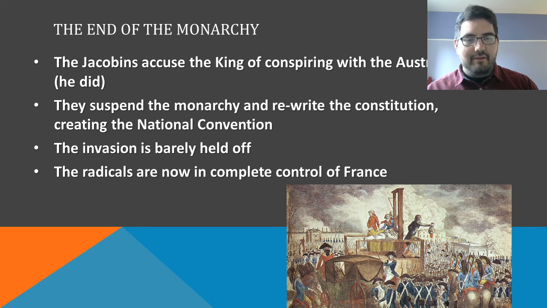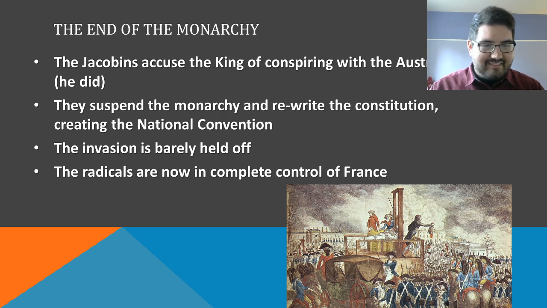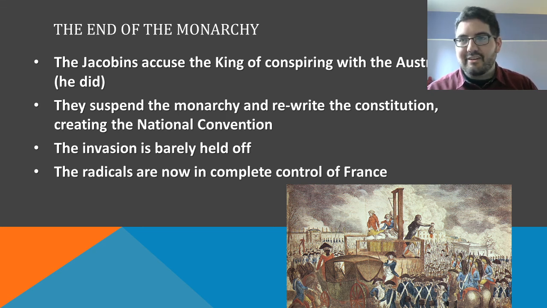And now what's going to end up happening is that the radicals are now in complete control of France. So what is that going to lead to? Well, I have the picture right there. This is going to lead to the execution of the king and to the Queen Marie Antoinette. And then we're going to have what is known as the Reign of Terror.